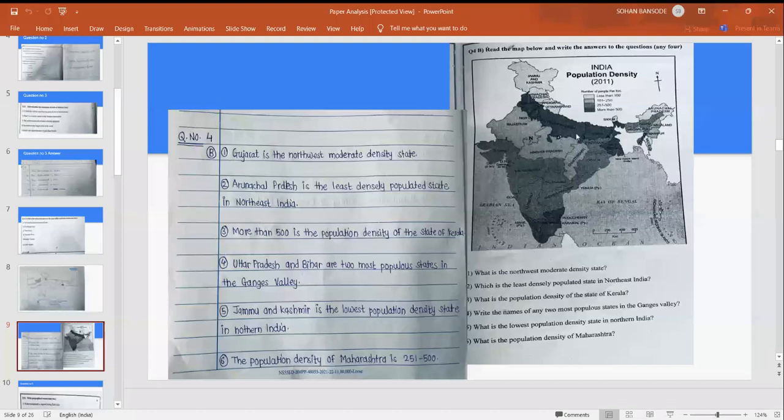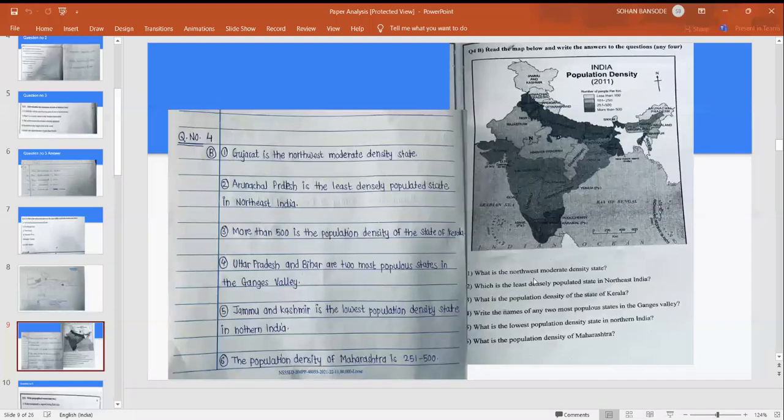Few states show the highest density, then as the color fades, the density gets less. You just have to observe these things carefully, then read the question, and again observe the map. Okay, so first we'll see question 1.